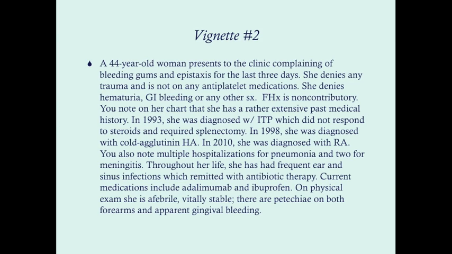I can't help myself. A 44-year-old woman presents to the clinic complaining of bleeding gums and epistaxis for the last 3 days. She denies any trauma and is not on any antiplatelet medications. She denies hematuria, GI bleeding, or any other symptoms. Family history is non-contributory. You note on her chart that she has a rather extensive past medical history. In 1993, so we're saying that's 22 years ago, she was diagnosed with ITP, which did not respond to steroids and required splenectomy. In 1998, she was diagnosed with cold agglutinin hemolytic anemia.